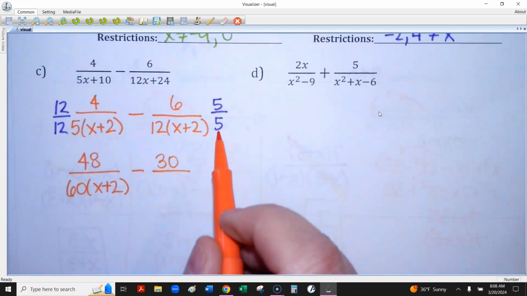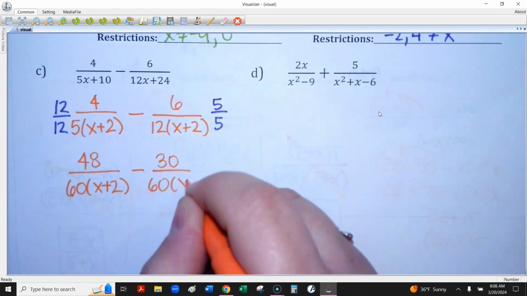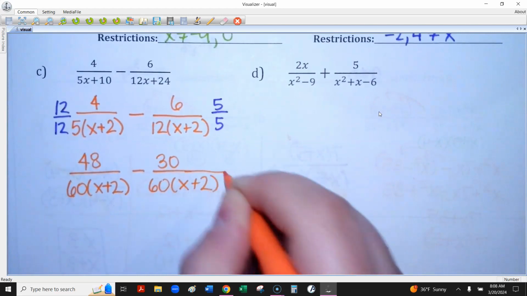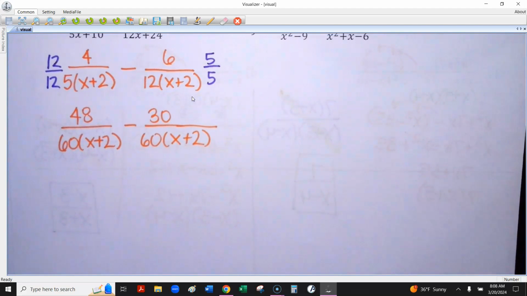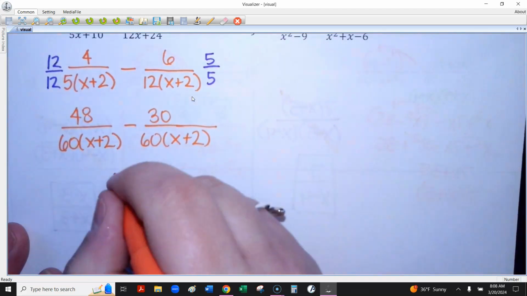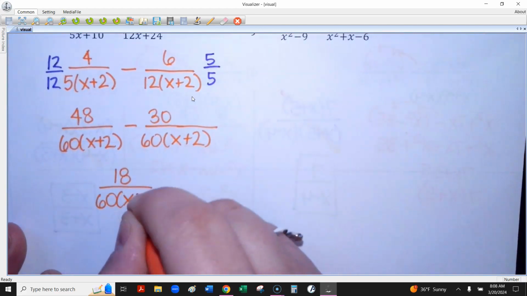And I can do the same thing here. 12 times 5, this will make the denominators match. Just go ahead and leave it in factored form. All we're going to do is subtract the two numbers on the top. So 48 minus 30 would be 18 over 60 times x plus 2.